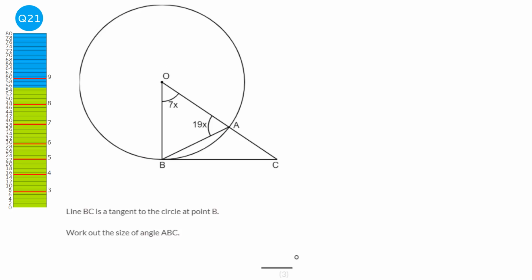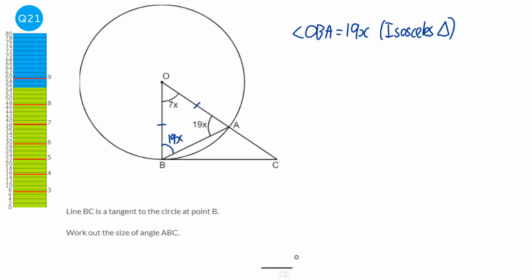The first thing to notice is we actually have two radii here. So we've got this radius here and this radius here. And all radii are always equal in length. So we have an isosceles triangle here. So this angle here is going to be 19x as well. And we've got to write that down. So we're going to say angle OBA is equal to 19x. And the reason is it's an isosceles triangle.